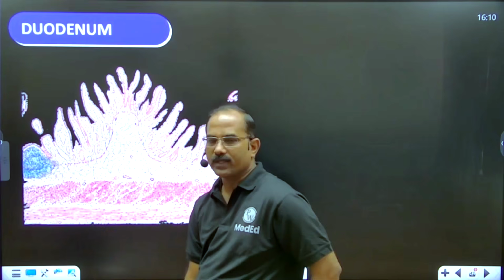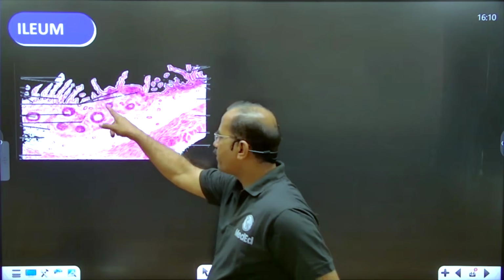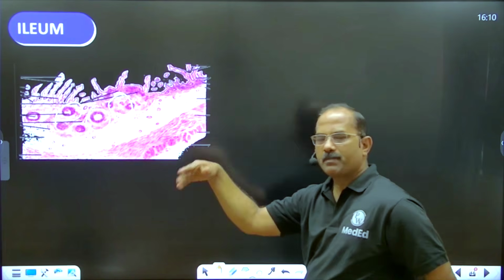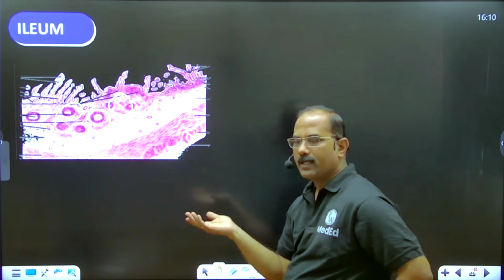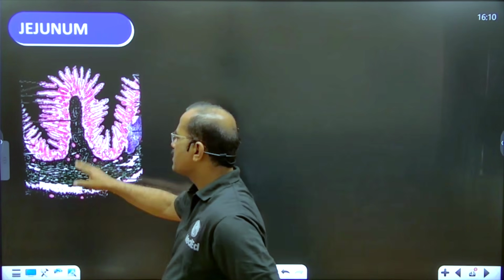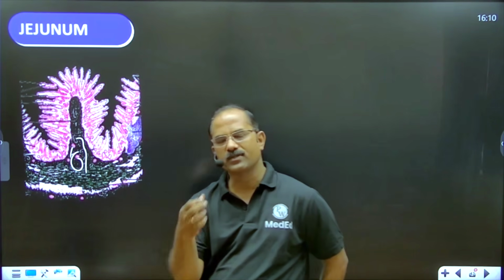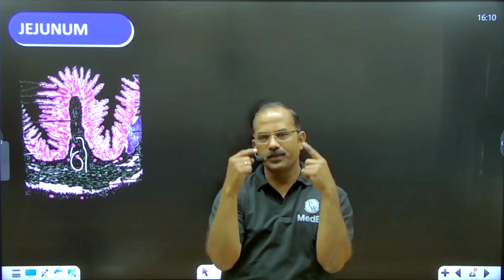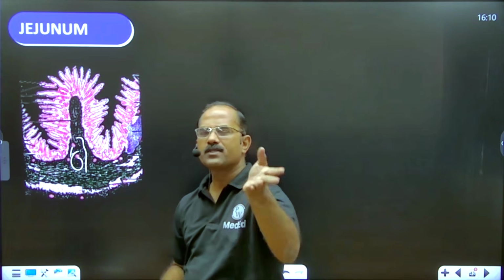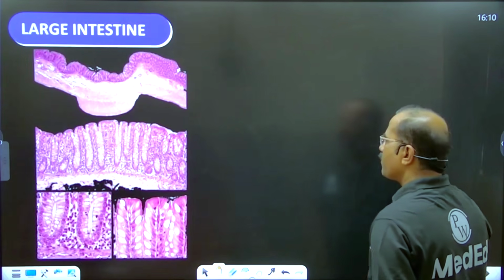This is duodenum. Villus with lymphoid follicles here. What are these lymphoid follicles known as? Peyer's patches. So villus with Peyer's patches, this is the ileum. And villus with nothing specific here, no Brunner's gland, no Peyer's patches, that is jejunum. So villus with Brunner's gland, duodenum. Villus with Peyer's patches, ileum. And villus with nothing specific, that's jejunum.